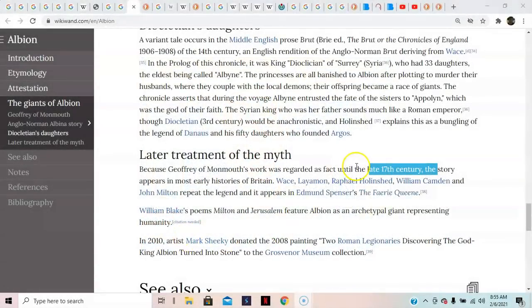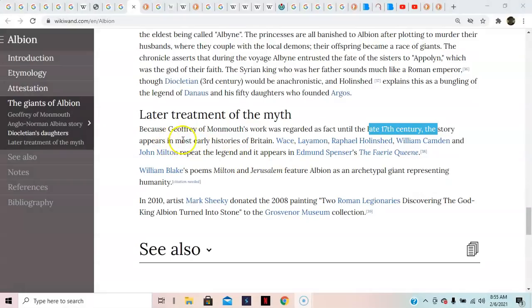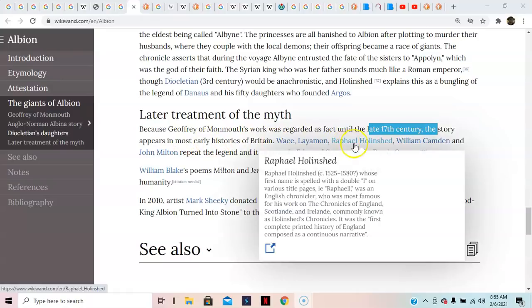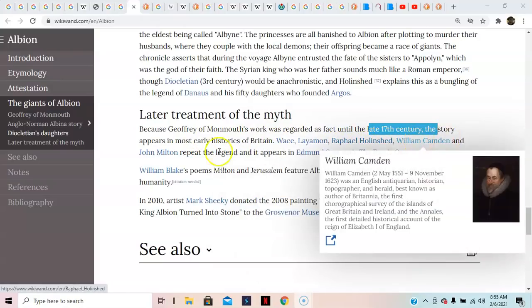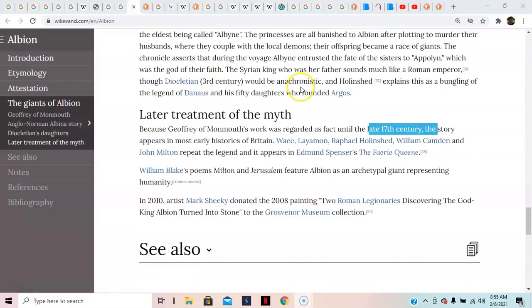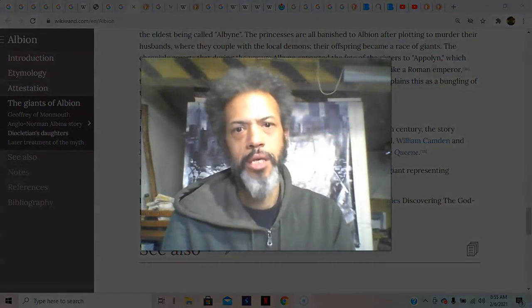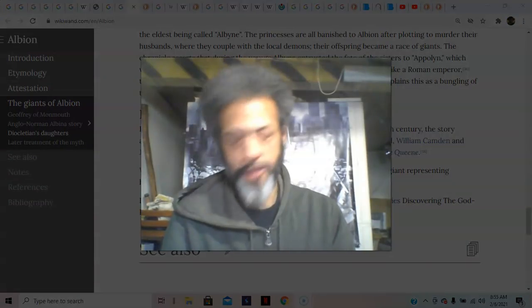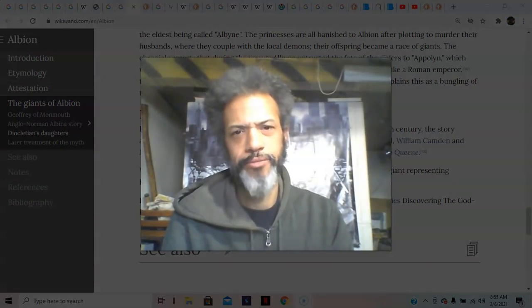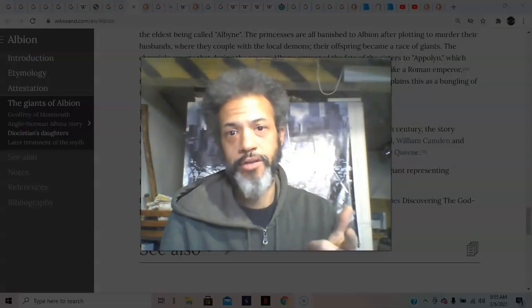So, the story appears in most early historians of Britain. Wace, Layamon, Raphael Holinshed, William Camden repeated the legend. That is what? That is not a fact. You see what's going on? Somebody said, I'm a writer, and then they found a book, and then they copied the story out of the book. They took credit for the story that they copied out of that book, and then years later, they're like, oh, this was bullshit.